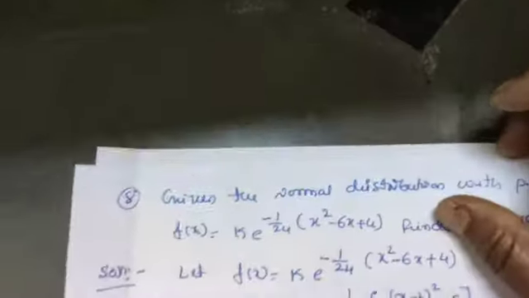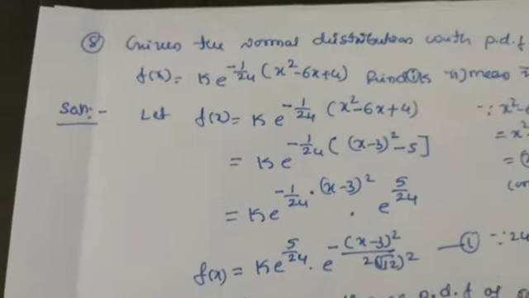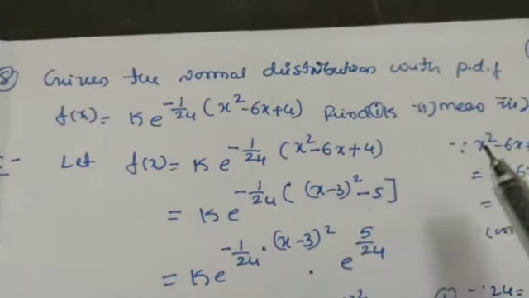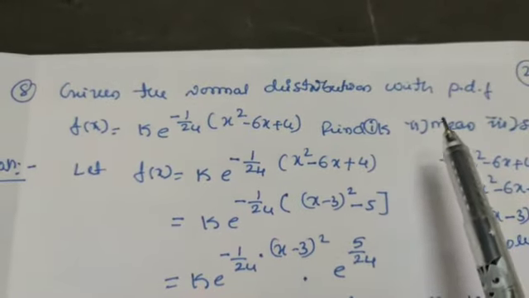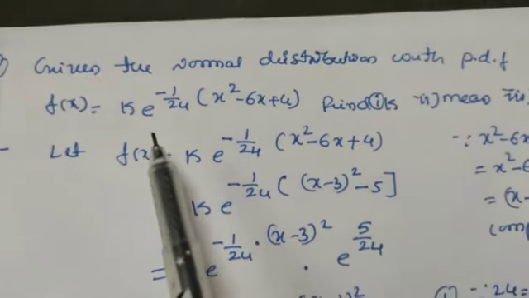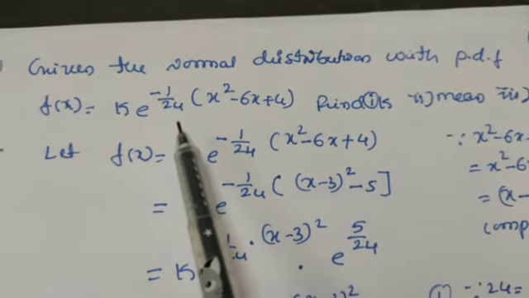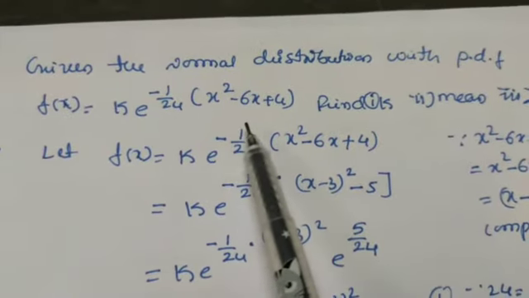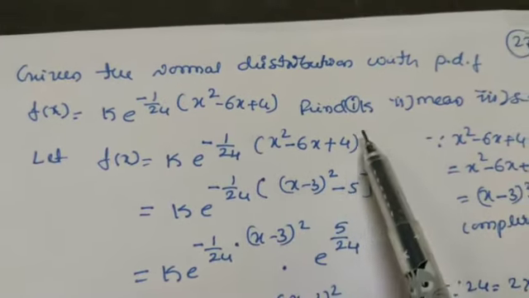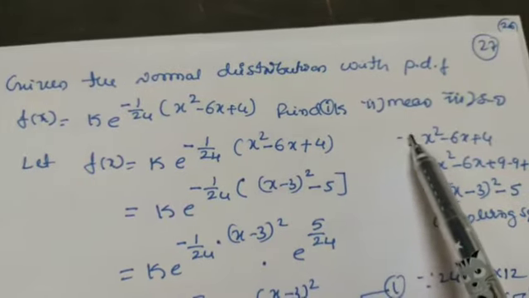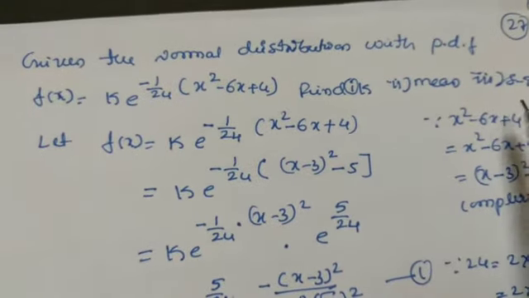Let us take the last example here. Given the normal distribution with probability density function f of x is equal to k into e to the power of minus 1 by 24 (x square minus 6x plus 4), then find k first, second the mean, and third the standard deviation.